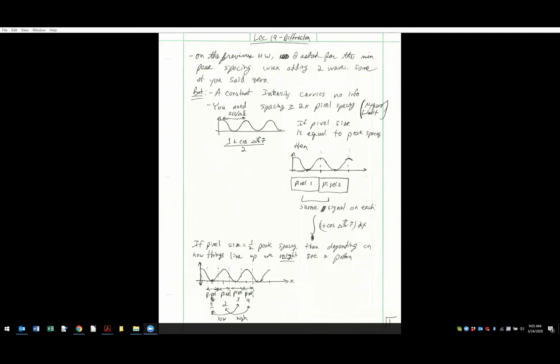On the other hand, if the pixel size were half of the peak spacing, so you got a pixel here, a pixel here. Well, this one is seeing the bottom half of the intensity pattern, so it gets a weak signal. This is seeing the top half of the intensity pattern, so it's getting a strong signal, and vice versa. So you're seeing this oscillation. And it turns out that you need the pixel size to be at least half of the feature size that you're trying to resolve. If it's not, then you're not going to see it.